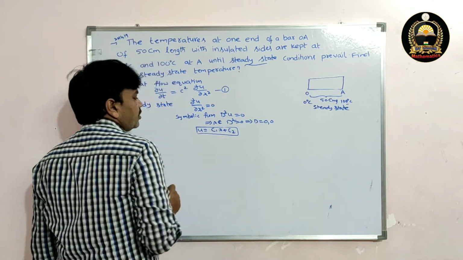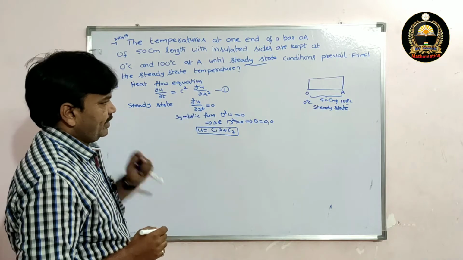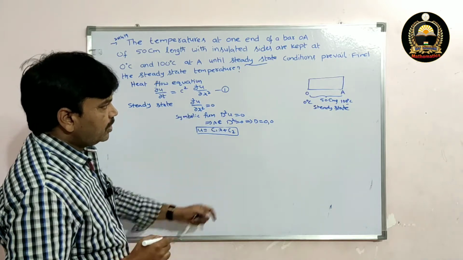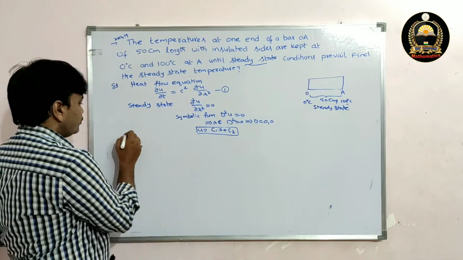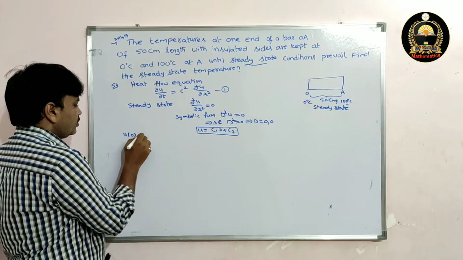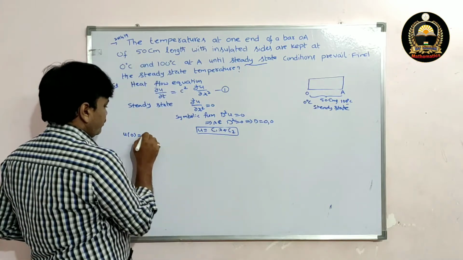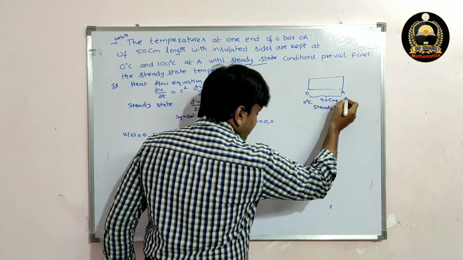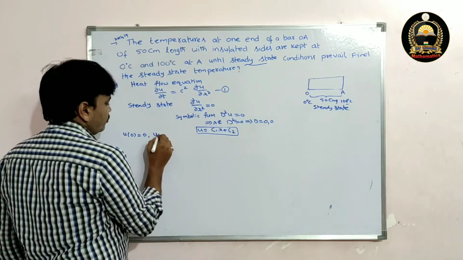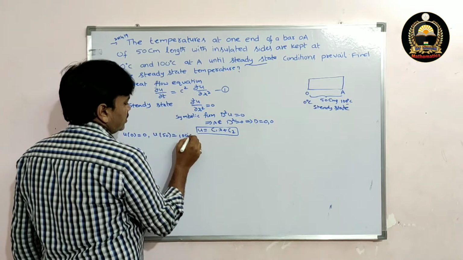Now see, students, U is a function of x. At O, x value is 0, so u of 0 is 0. And what is the length? 50. So the other end A is 50, so u of 50 is equal to 100 degree centigrade.